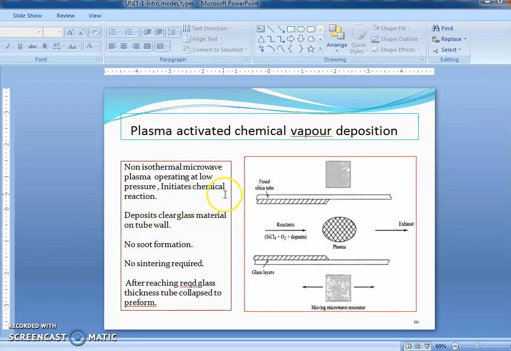Plasma activated chemical vapor deposition is another technique. A plasma is here, the reactants are heated, and a chemical reaction takes place with the help of this plasma and glass material gets deposited on the tube wall. Soot is not formed and sintering is not required. After reaching the required glass thickness, the tube is collapsed to form a preform. This preform is fed to the drawing furnace to form fiber.